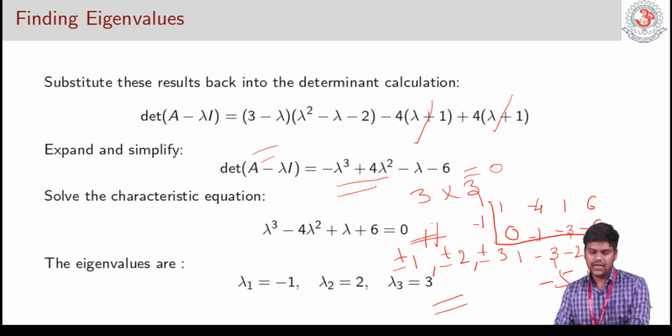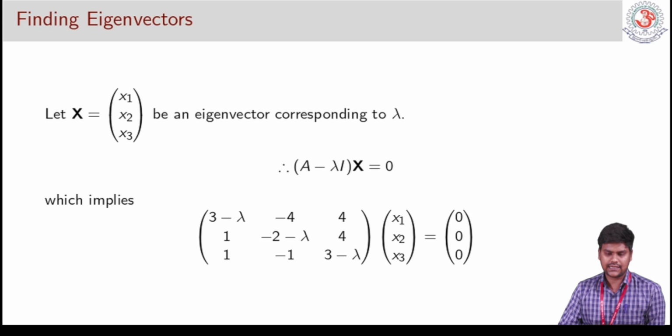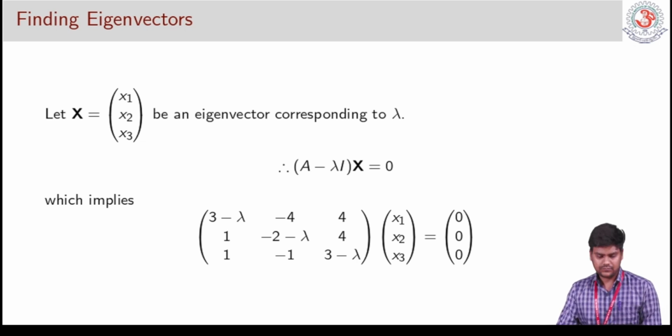Now we are going to find the eigenvectors for these eigenvalues. Before going into that, first let us consider a column vector x to be an eigenvector corresponding to lambda. By the definition, (A minus lambda I) into x equals 0. Here, A minus lambda I is the matrix with rows (3 minus lambda, minus 4, 4), (1, minus 2 minus lambda, 4), (1, minus 1, 3 minus lambda), multiplied by the column vector x1, x2, x3, equal to 0. So this is our equation 1.